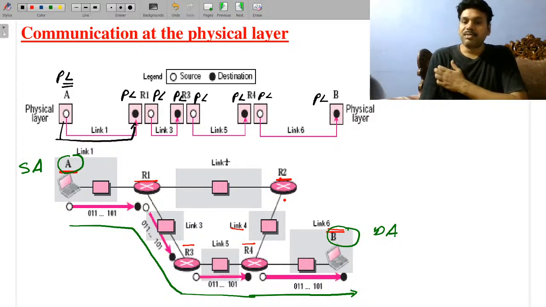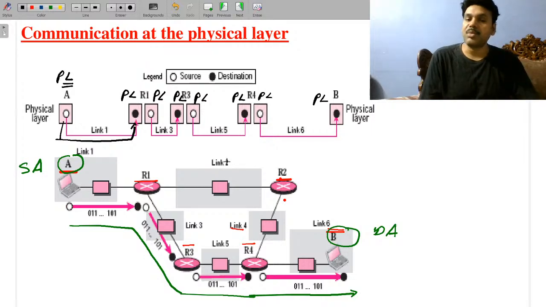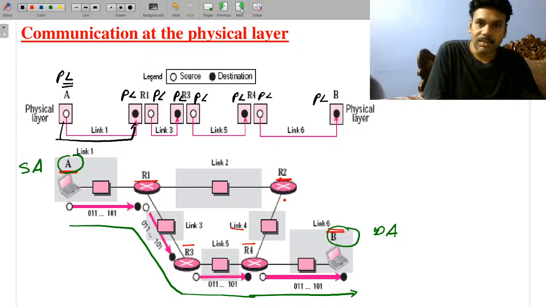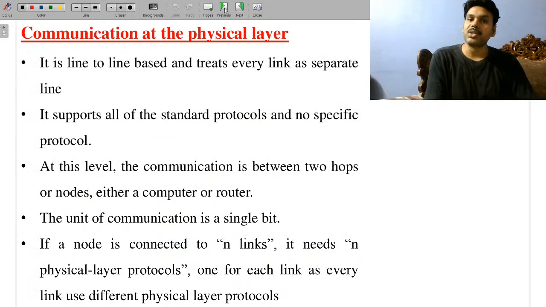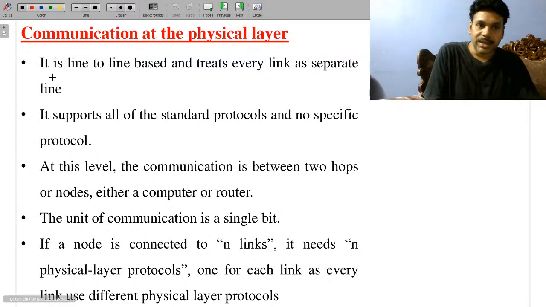Now you understand, friends. So this is how the communication works at the physical layer. One time source, one time destination. One link is a source, one link is a destination. So let us see a few of the important points of your physical layer. It is line to line based.